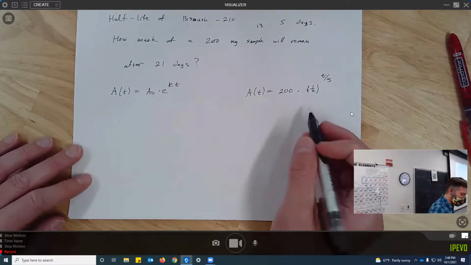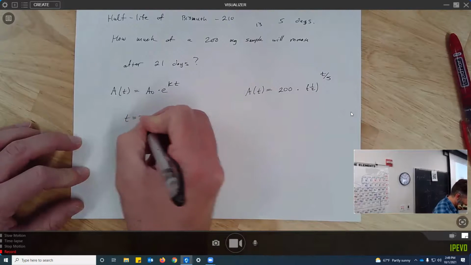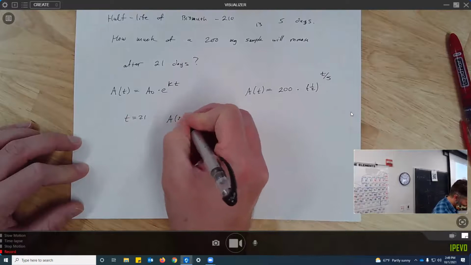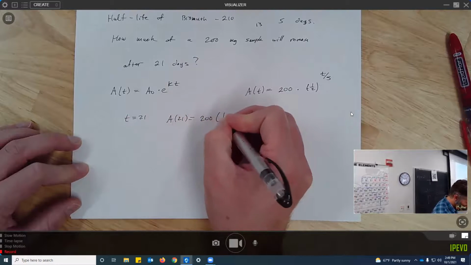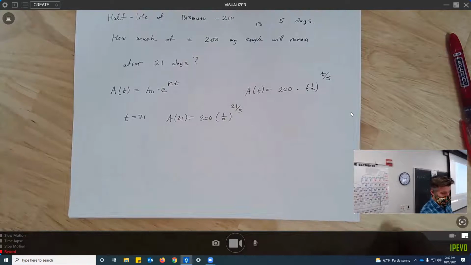Fine. So if we do it this way, we're just going to plug in t equals 21. And we're going to get A of 21 equal to 200 times 1/2 to the 21/5, which then you would need a calculator for.